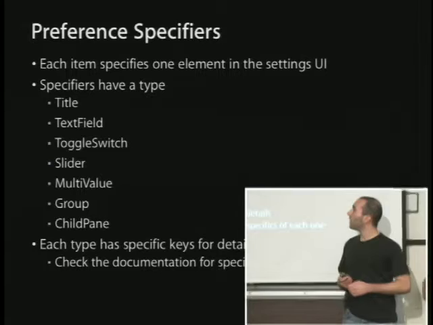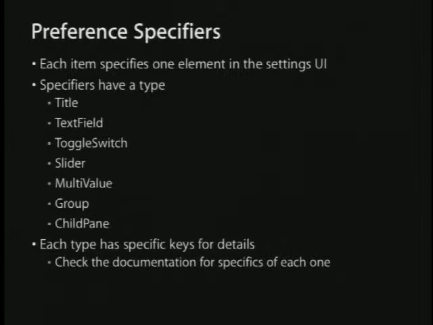Here are the different types that they have. So there's a title, which is really just a text string. There's a text field. So let's say you wanted to change their username, or you want to change some prompt that they see every time they launch. Toggle switch, slider, multi-value I described already. Group is similar to, it's another step-in kind of hierarchy thing, but you can have other controls in there. And child pane, of course, comes from a group. Each of the items have keys associated with it. And the keys are how you reference them inside your app, and you specify those keys.